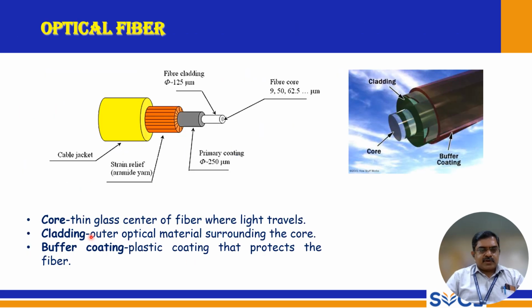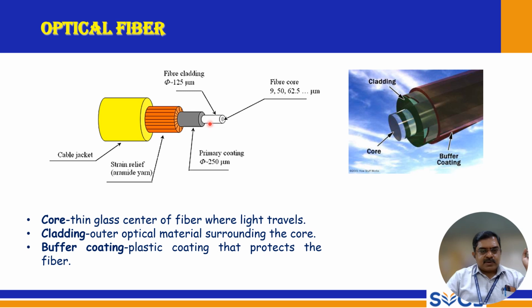So this is fiber optic construction. The core is a thin glass center of the fiber where light travels. So here it is an optical fiber. So it is a fiber core, a glass type material within which the light travels, and the cladding is the outer optical material.